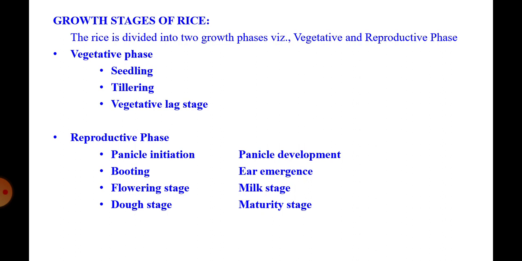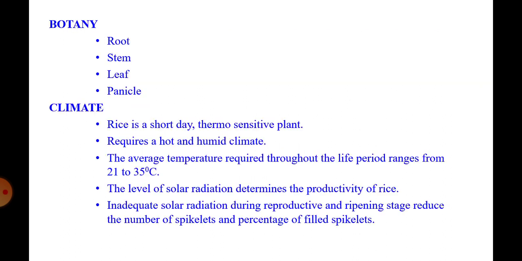Flowering stage, also known as the blooming stage. Milk stage: the watery content of the grain turns into milky consistency. Dough stage: the milky substance later turns into a hard dough with a greenish tint. Maturity stage: in this stage, the fully matured grain possesses yellow color.